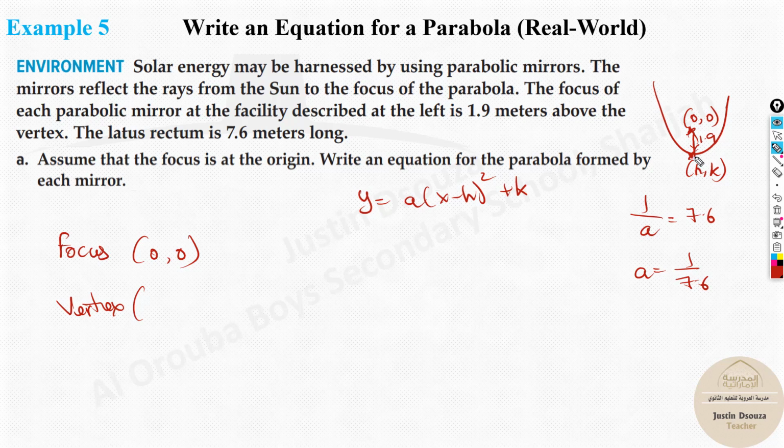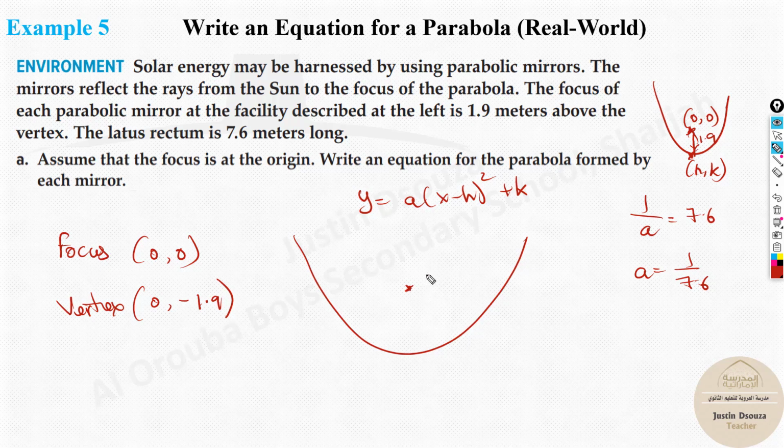X axis will be the same x value. But what about the y? The distance between that will be minus. Why? Because focus is above, so you should go down, right? It's minus 1.9. Let me just make it clear again.